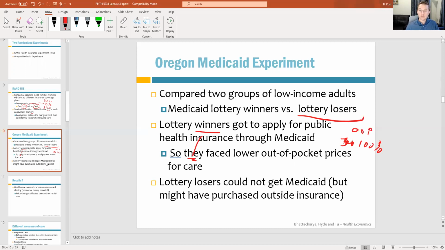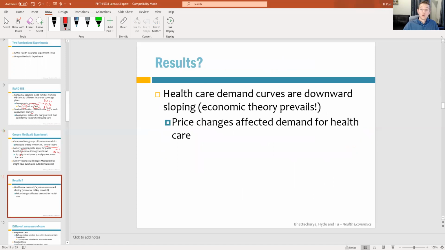Lottery losers were not able to get Medicaid, but they may have been able to get other kinds of insurance, maybe through the ACA exchanges or just private plans. So what did they find? Good news for economists. I know you're all worried about that. Healthcare demand curves do, in fact, slope downward. This was actually a pretty big deal.